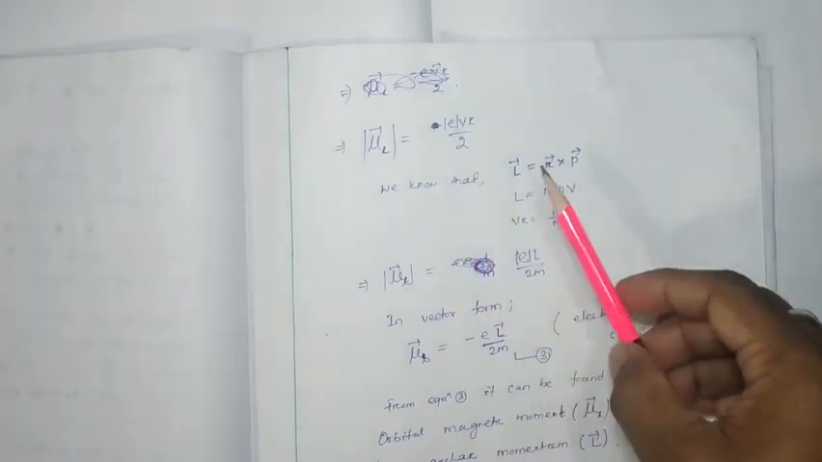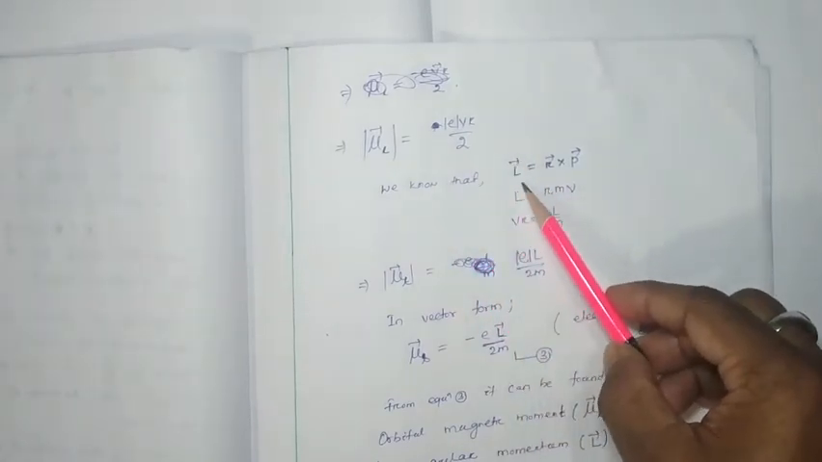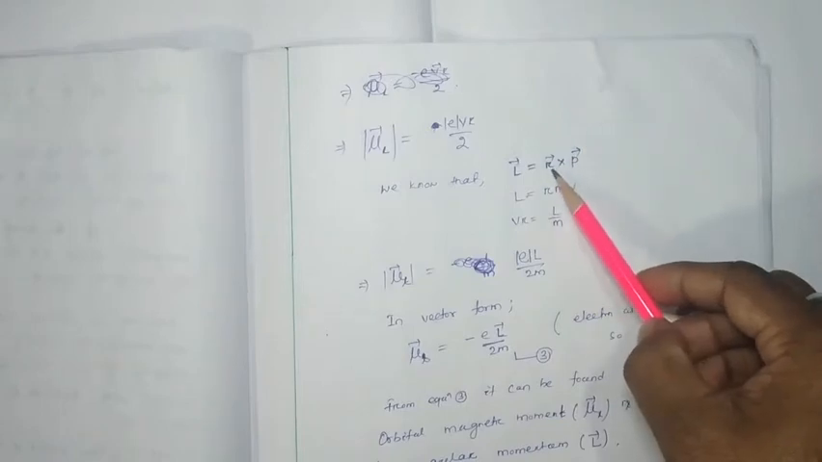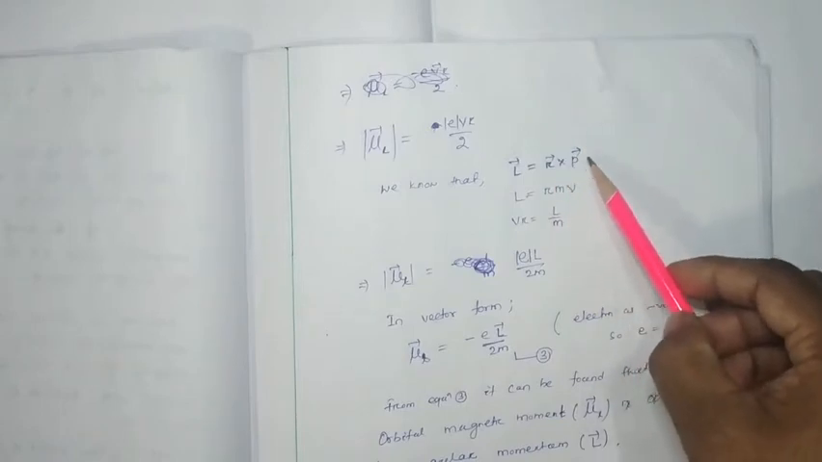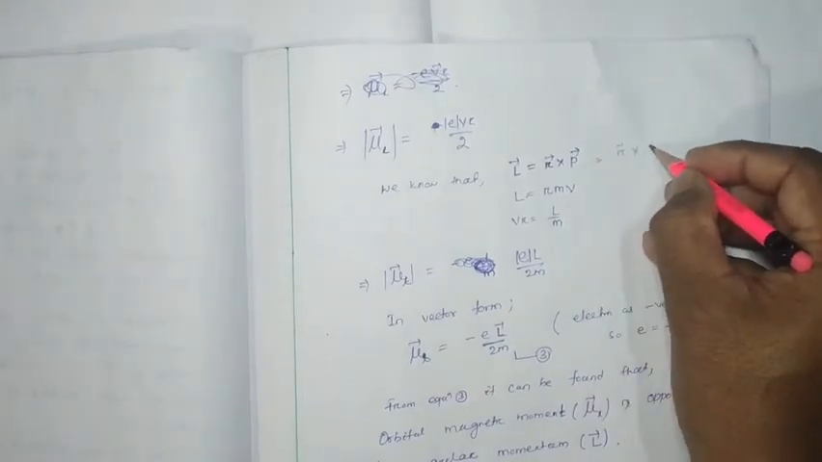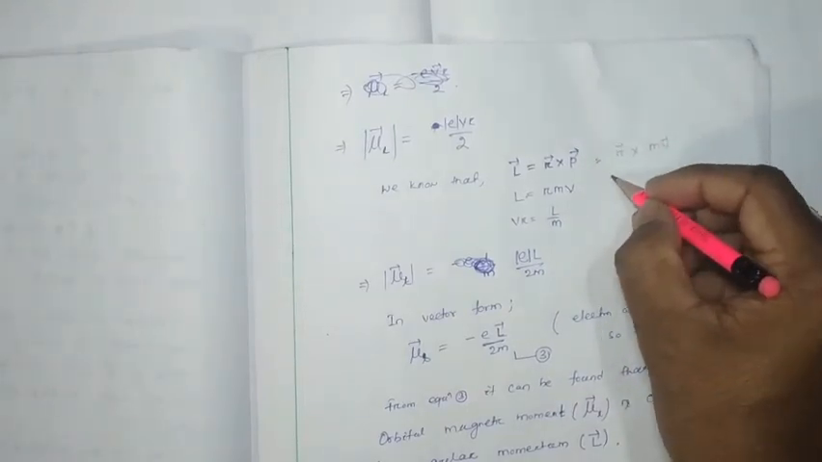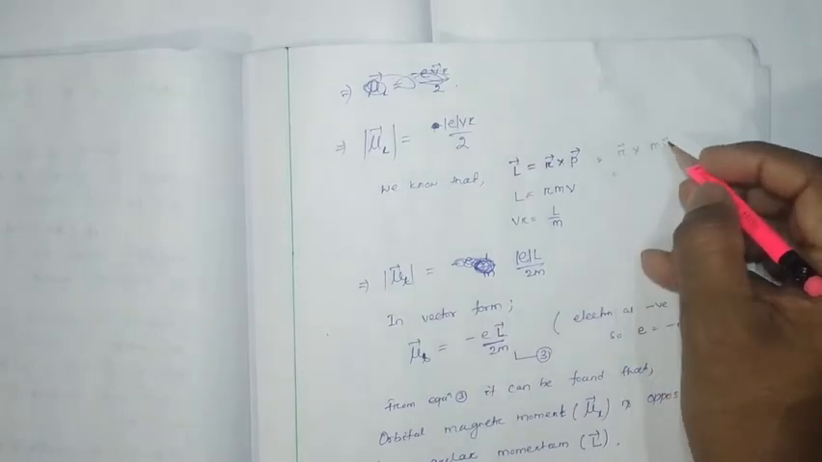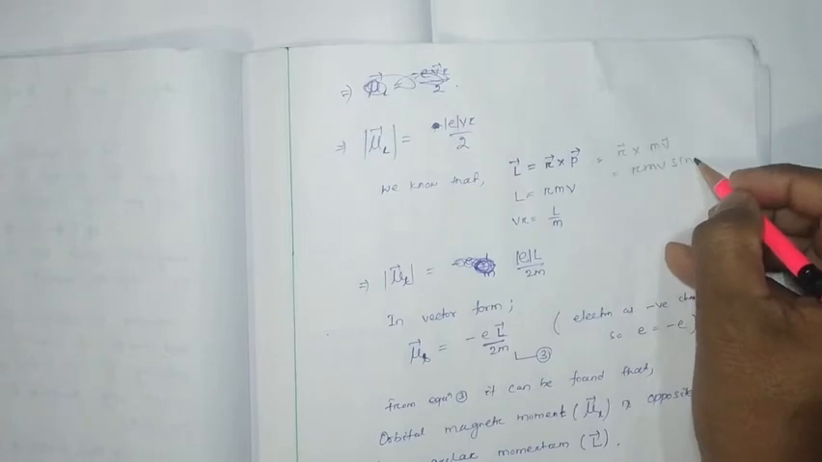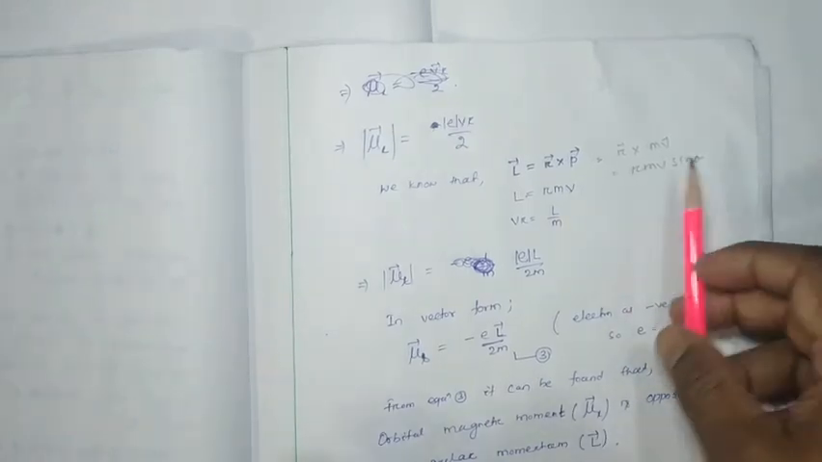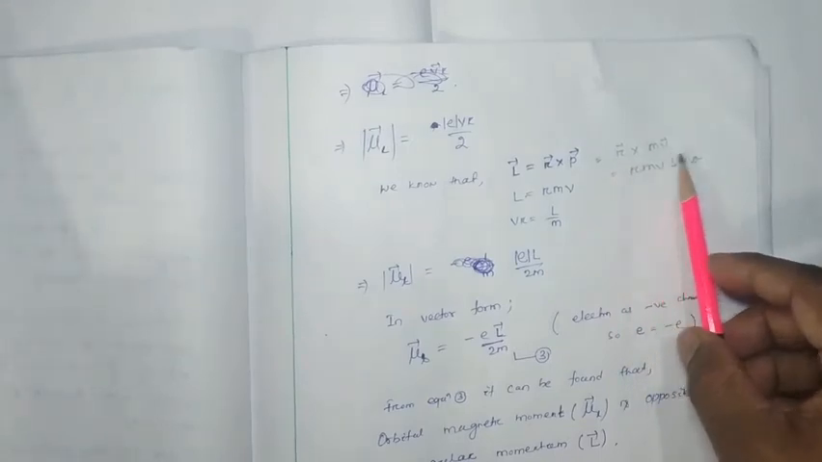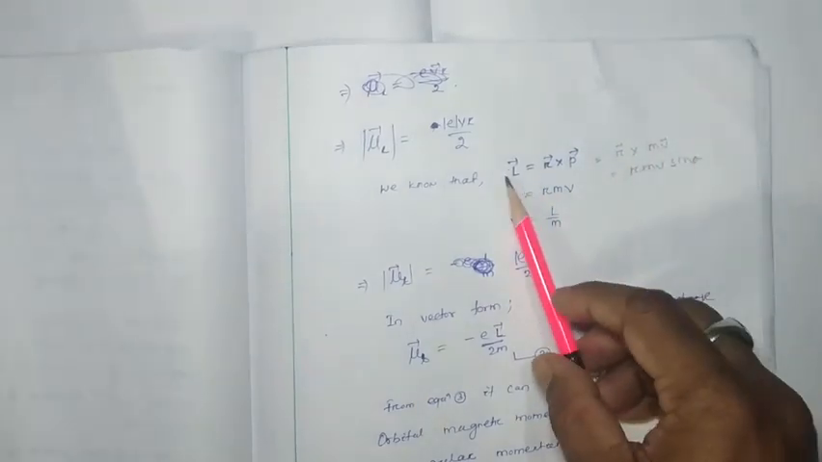And we know that the orbital angular momentum of any particle is nothing but the radius vector cross product with the momentum, or it can be written as r cross m into v, or r m v sin theta. So now we are going to check what is the direction of r, v, and what will be the theta, and what will be the direction of L.